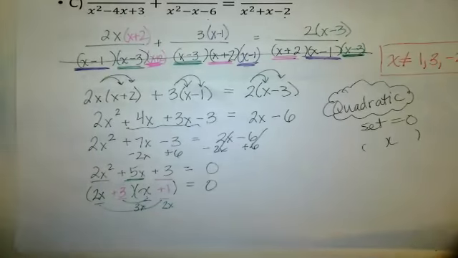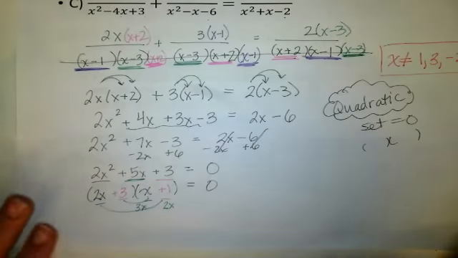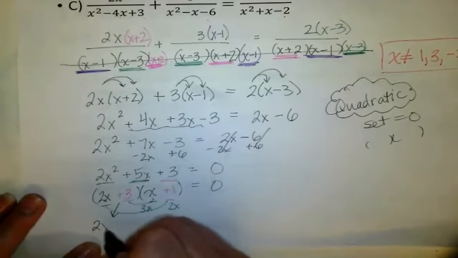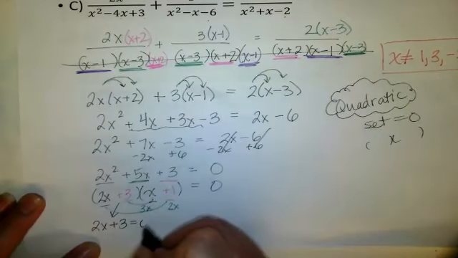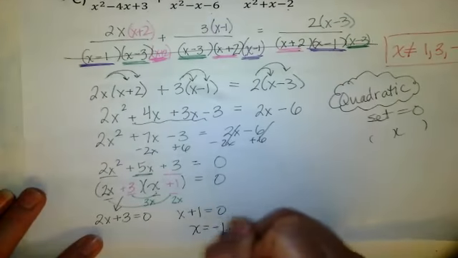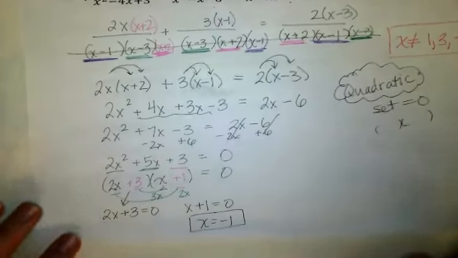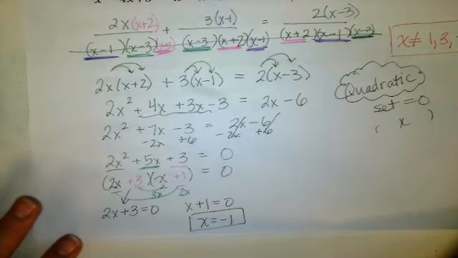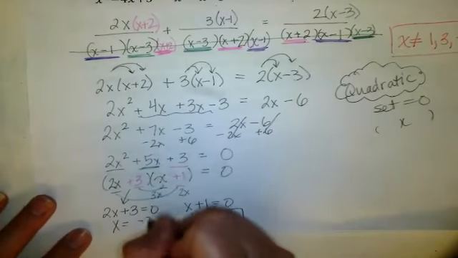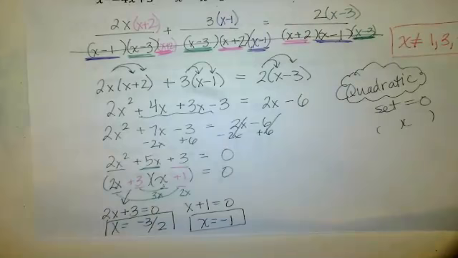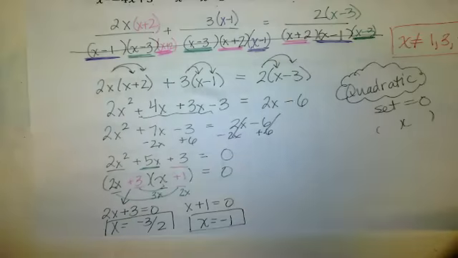All right, very good. And so then what do we do? Set each bubble equal to 0. So 2x plus 3 equals 0, and x plus 1 equals 0. That one's easy. X equals negative 1. And over here, what do we need to do? Subtract 3, divide by 2. So negative 3/2. Are they both good solutions? Yes, they are both okay.